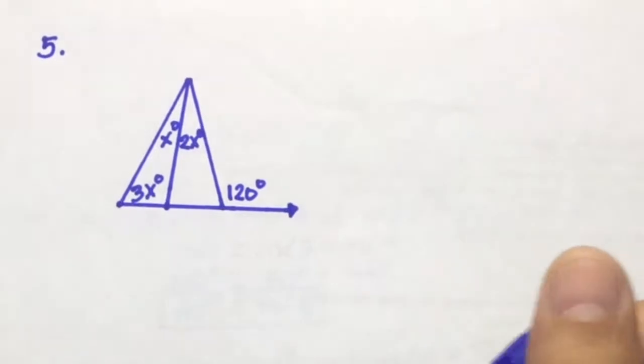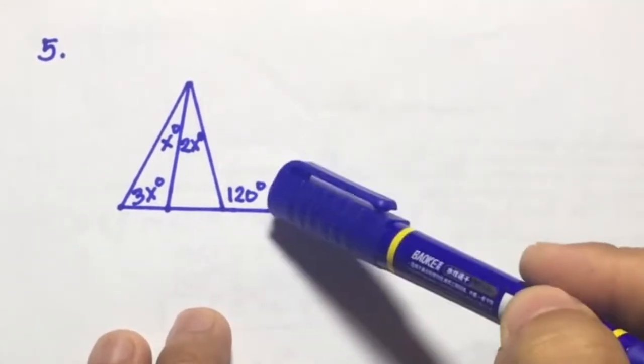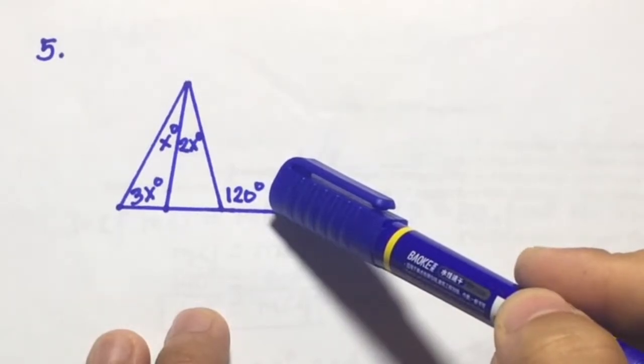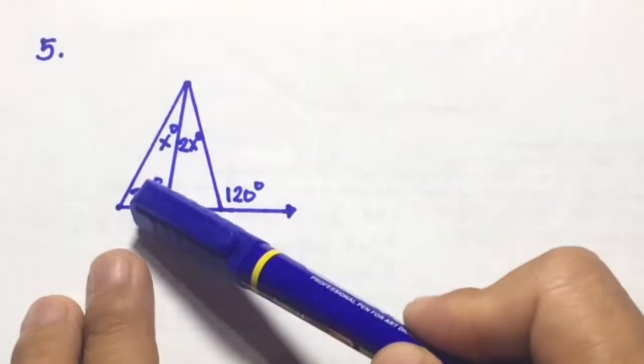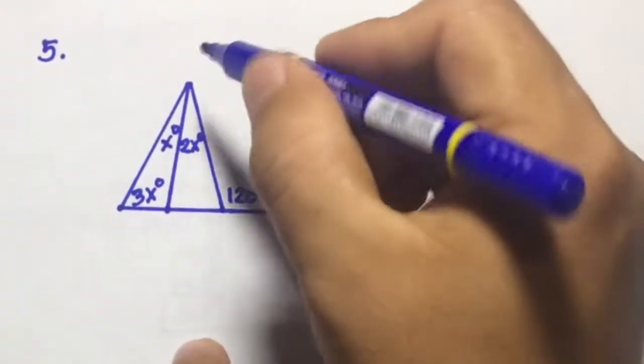Let's have our last example, example number 5. We have here the figure. This is the exterior angle, 120 degrees, and its two remote interior angles are 3x and x plus 2x, this angle here.